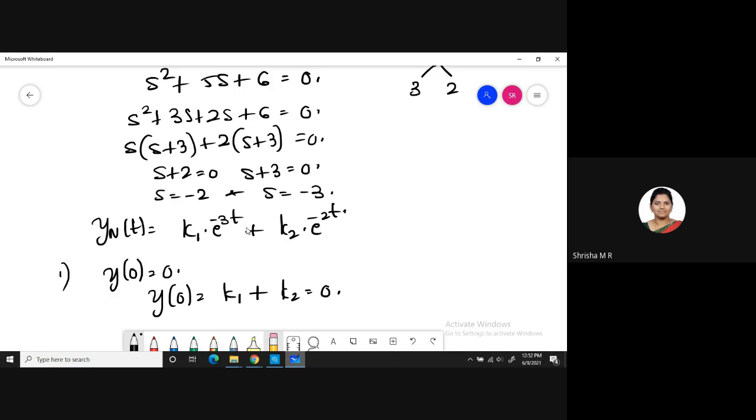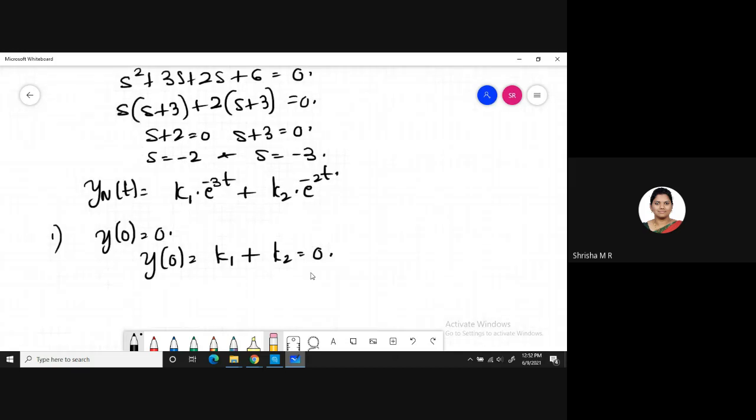In this equation, substitute t is equal to 0 first. The first initial condition is y of 0 is equal to 0. If you substitute t is equal to 0, you will get 0 here. So k1 into e power minus 3 into 0 plus k2 into e power minus 2 into 0, so this will be 1. So k1 plus k2 is equal to 0, so k1 is equal to minus k2. Take this as equation 1.